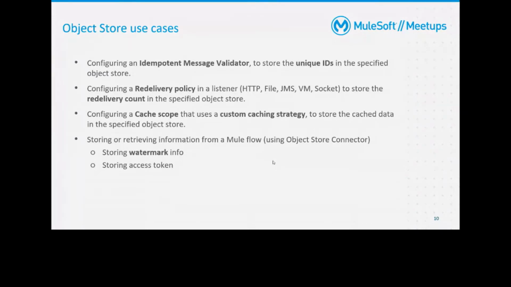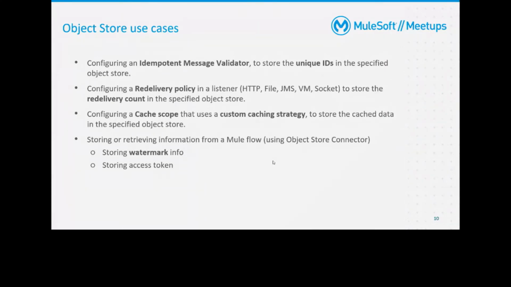Another example is while using the redelivery policy. While we are using the redelivery policy, definitely we need to have the redelivery count in place. To store this redelivery count, we use object store. Even in cache, when we have to cache data, when we have to store it, when we have to persist the data, then we can use object store. Using a custom caching strategy.